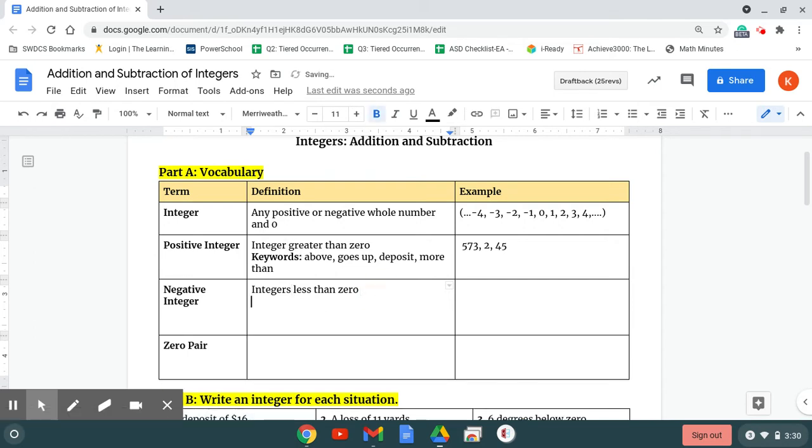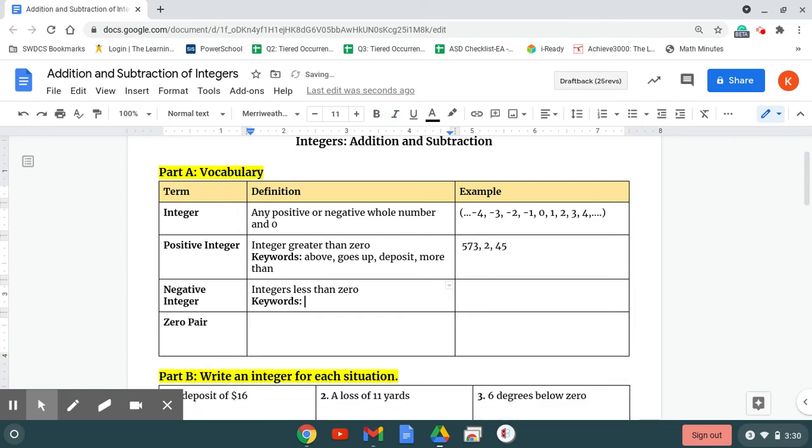So what are some key words when we are solving our word problems? What are some words that we can see that are going to tell us that these numbers are going to be negative? Basically it's going to be the opposite of what's above. So what's the opposite of above? Below. Below would indicate a negative integer. What's the opposite of deposit? If you don't deposit money into the bank, you are withdrawing money. A loss, to drop. All of those are example keywords of negative integers.